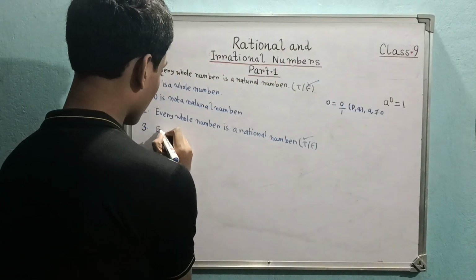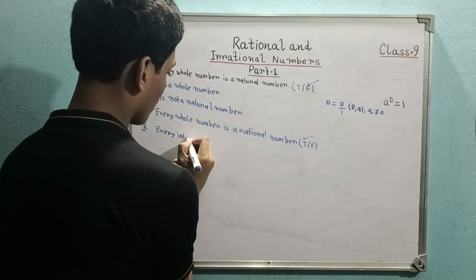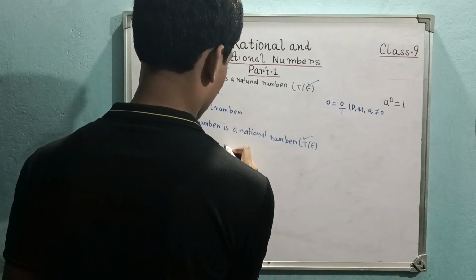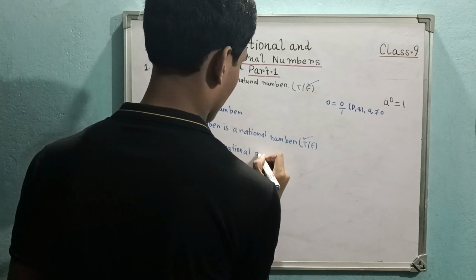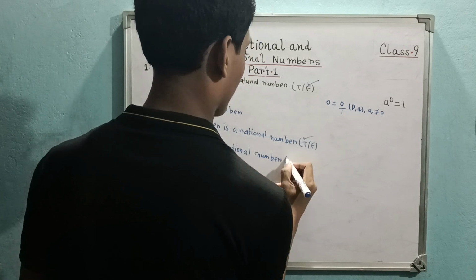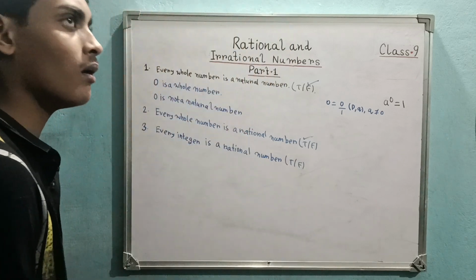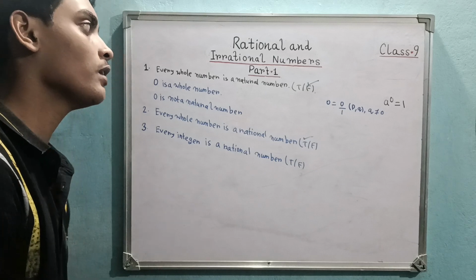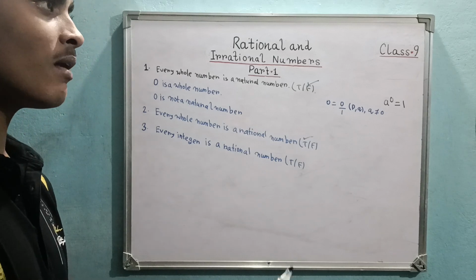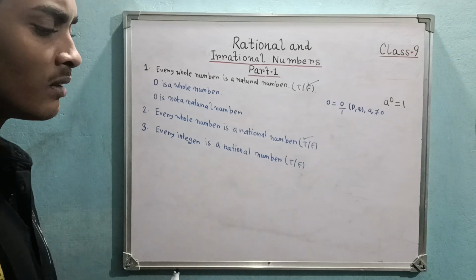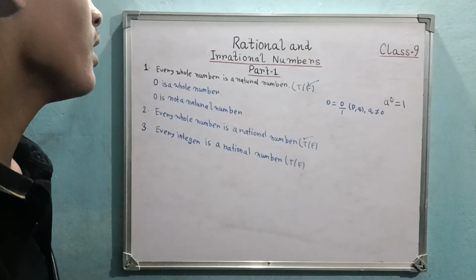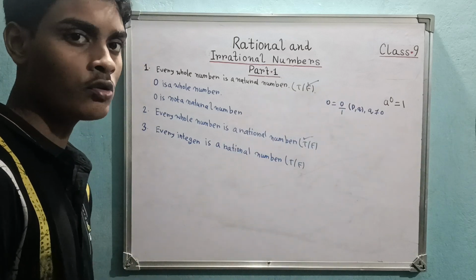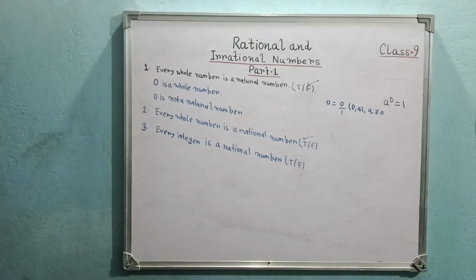Every integer is a rational number. True or false? If we divide, integers are what? Numbers less than 0, numbers more than 0, and 0 as well. If we divide any integer value by 1, suppose I divide minus 5 by 1, then minus 5 by 1 is a rational number. P by Q, where P lies in the category of integers, and minus 5 by 1, that means Q's value is not equal to 0. That is a rational number, and minus 5 by 1 equals minus 5, that is an integer.